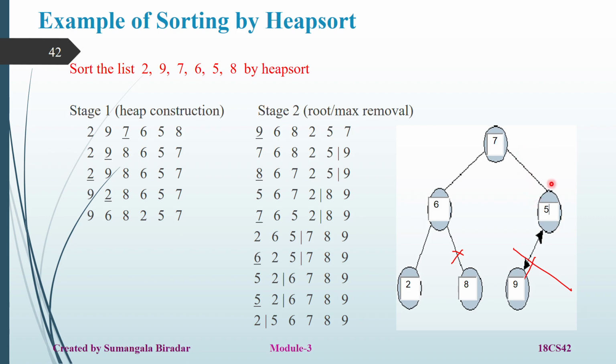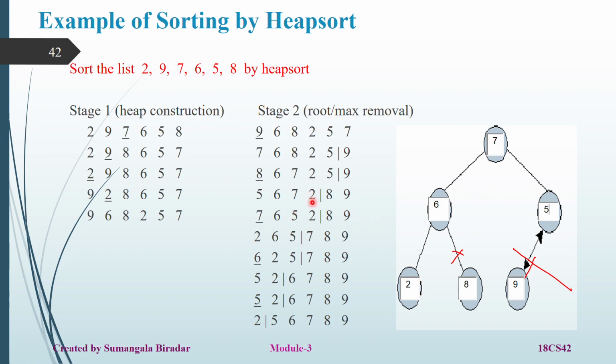After interchanging, is it a heap tree now? Yes, it is a heap tree. So first you have to remove the root node. After removing, for the remaining elements you check whether they fulfill the heap tree criteria. If it fulfills, then you repeat the procedure. Otherwise, you go for the further procedure here. Now it is a heap tree: 7, 6, 5, 2, 8, 9.